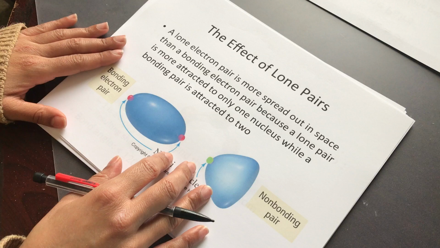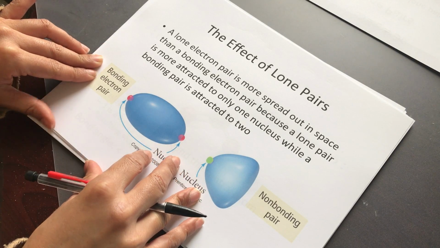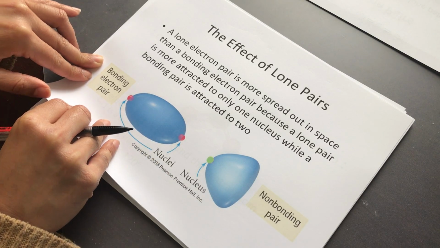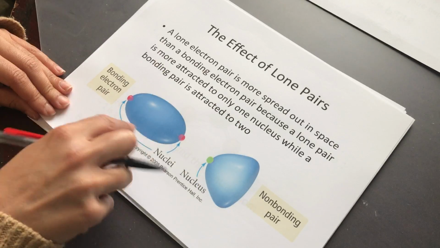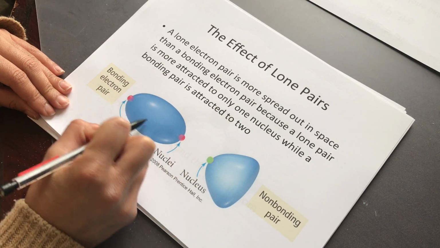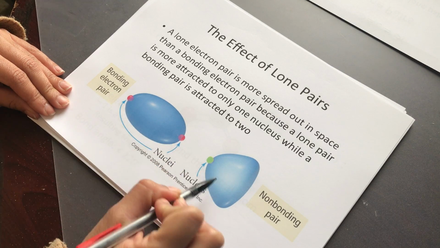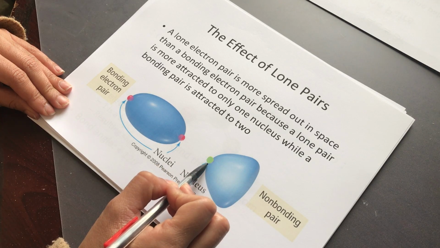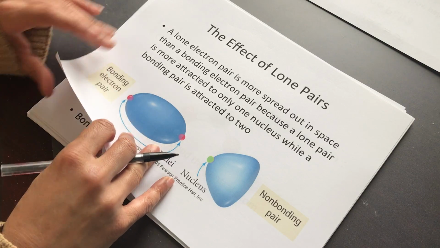So this is basically a summary of what I just said. A lone electron pair is more spread out in space than a bonding electron pair because a bonding pair is attracted to not only one nucleus, but also two. So here's an example. Here we have a bonding pair, right? You have the nucleus in the middle, you have the electrons being attracted towards both nuclei. Here, for a non-bonding pair, you only feel the attraction of one nucleus rather than both, so this has greater repulsion.